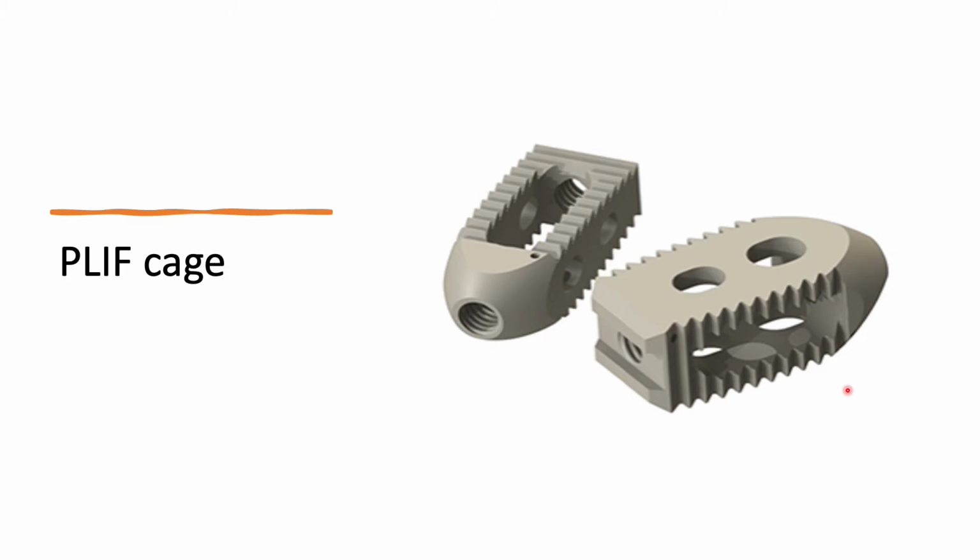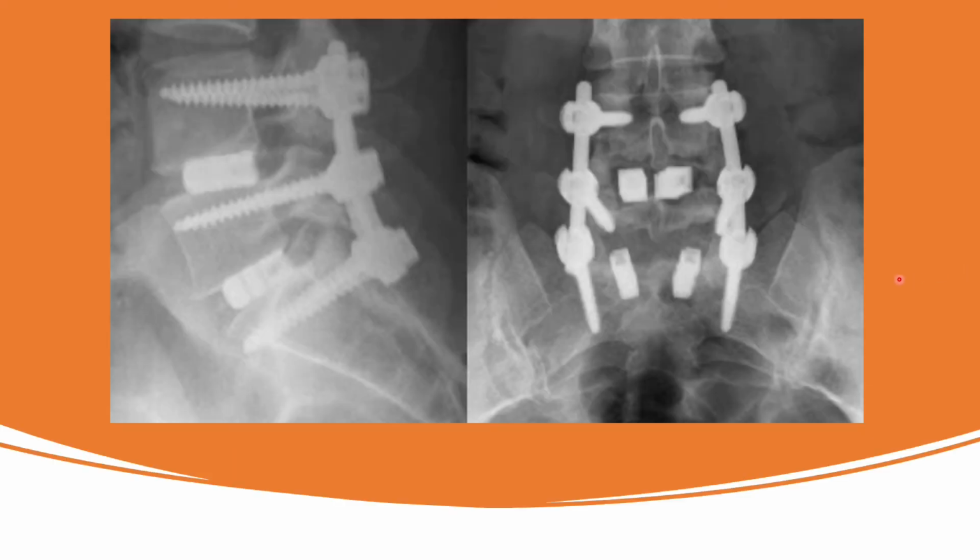And this is how a PLIF cage would look like. They are small and bullet shaped. They are small because the corridor for insertion is also small, the corridor between the neural elements as well as the facet joints, and hence you would have to put 2 bullet cages on either side. Here's a radiographic image of a 2-level PLIF or posterior lumbar interbody fusion surgery at lumbar 4, lumbar 5 and lumbar 5, sacrum 1. Here you can see the 2 small bullet cages inserted bilaterally on both levels and reinforced by pedicle screws and rods.